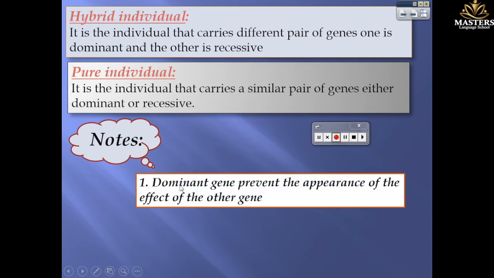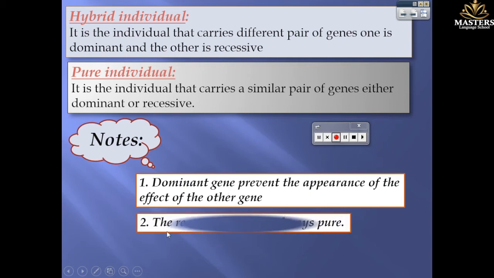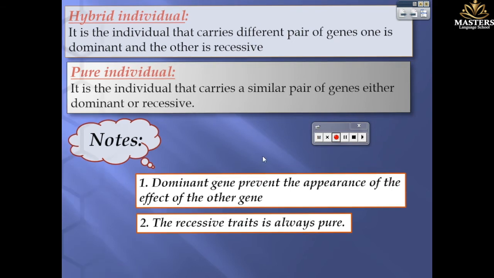Note that the dominant gene prevents the appearance of the effect of the other gene. The recessive trait is always pure. We will see it now.